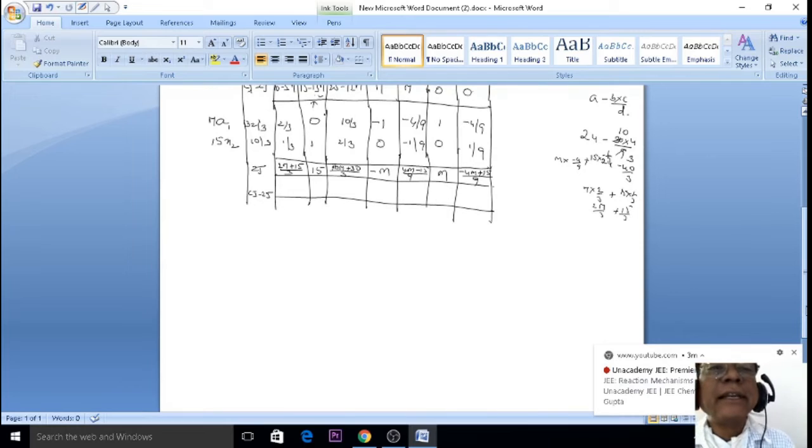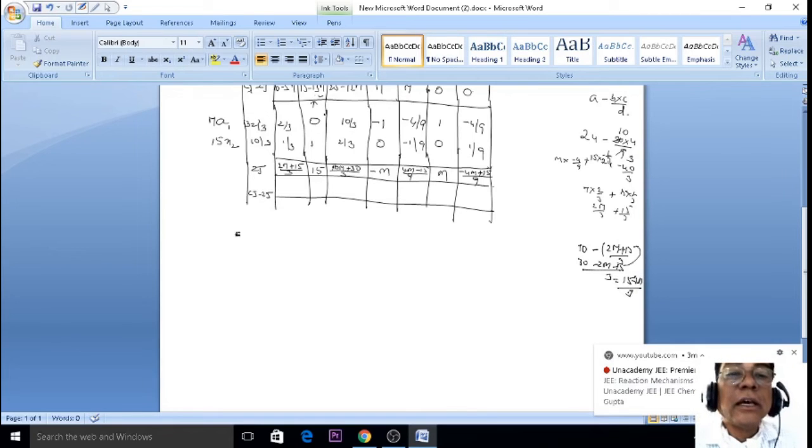So 10 minus 2m plus 15 by 3. Take LCM 3: 30 minus 2m minus 15. It means that 15 minus 2m by 3, right? Like this: 15 minus 2m by 3.